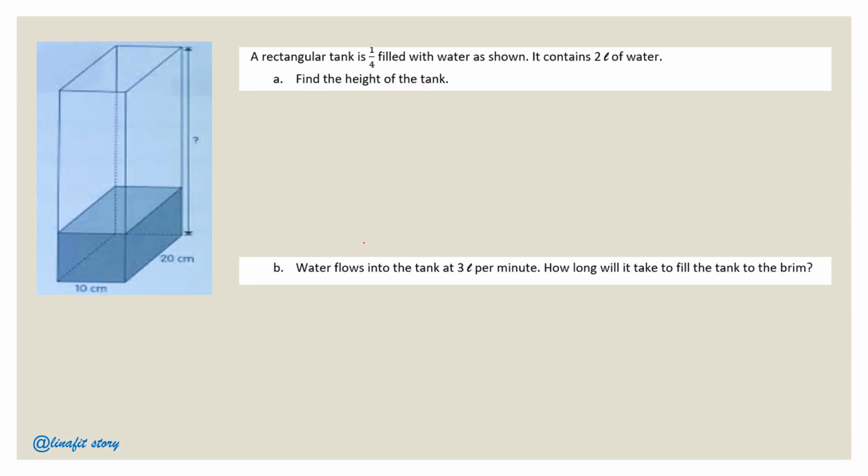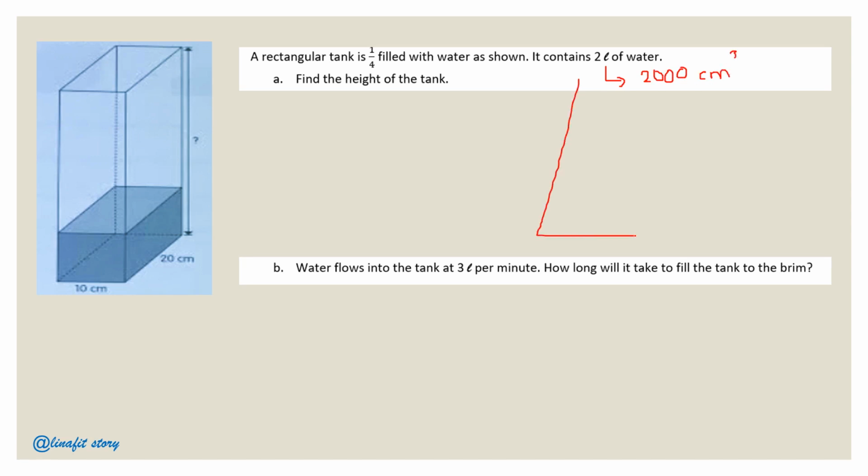A rectangle tank is a quarter filled with water as shown. It contains 2 liters of water. A. Find the height of the tank. B. Water flows into the tank at 3 liters per minute. How long will it take to fill the tank to the brim? Now, we should convert 2 liters into cubic cm. 1 liter is 1000 cubic cm, so 2 liters is 2000 cubic cm.